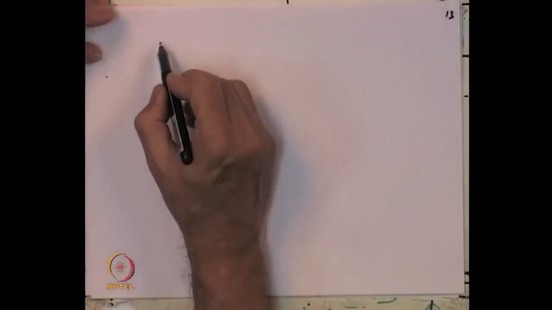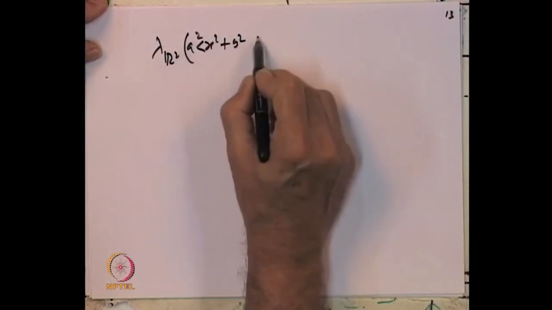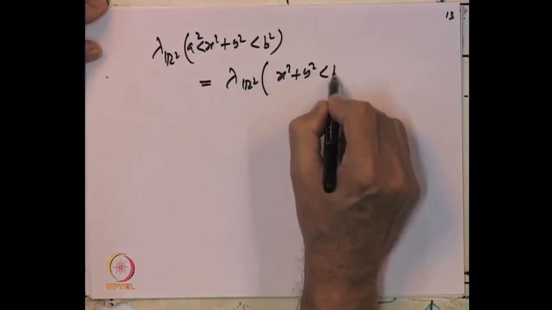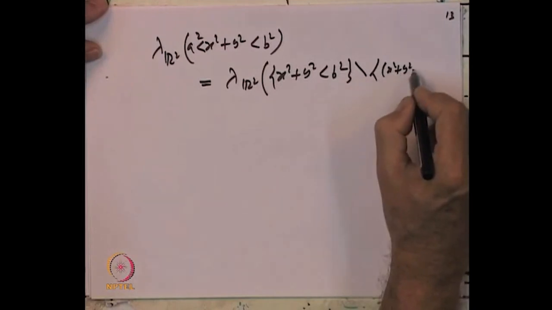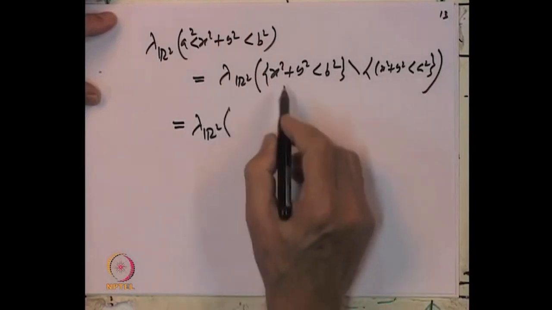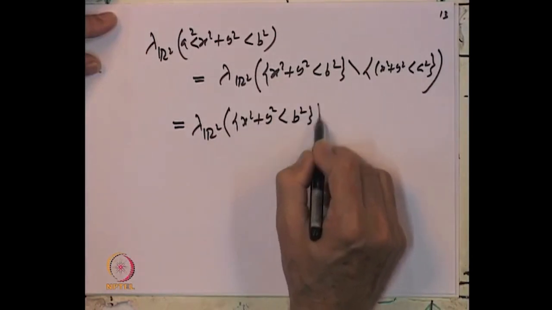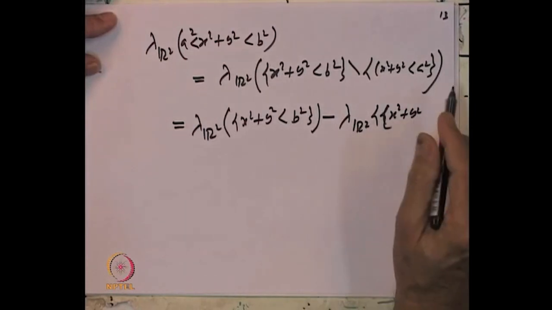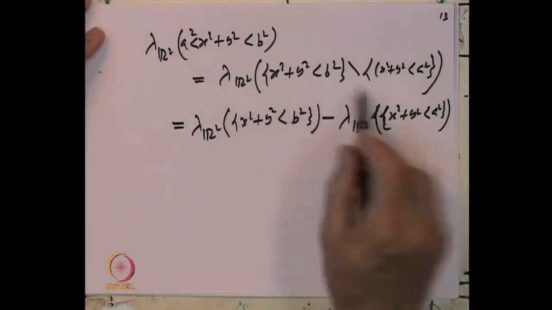So, I can write that the Lebesgue outer measure of x square plus y square bigger than a square and less than b square is nothing but the Lebesgue measure of the set x square plus y square less than b square, minus the inner circle, that is x square plus y square less than a square. And now, everything being finite, I can write this as the Lebesgue measure of the region enclosed by the outer circle, that is x square plus y square less than b square, minus the Lebesgue measure of x square plus y square less than a square. So, this is possible because everything is a finite quantity.